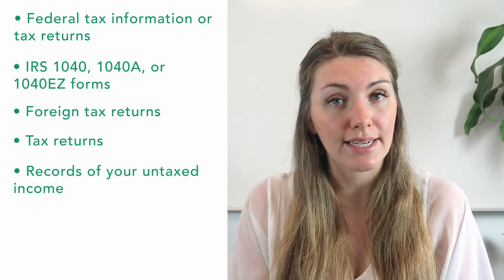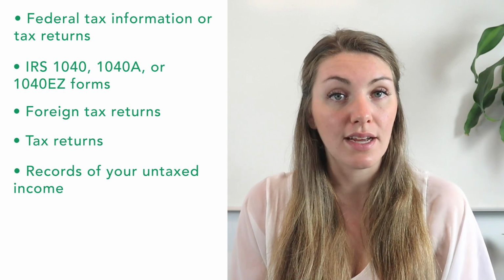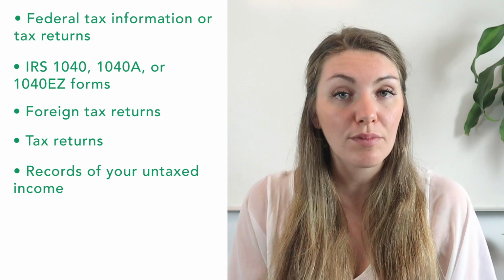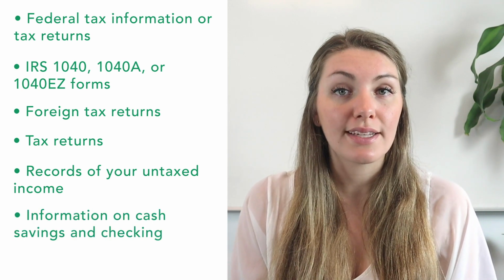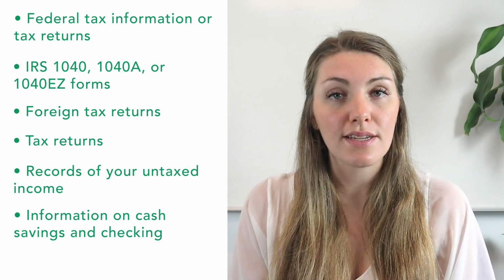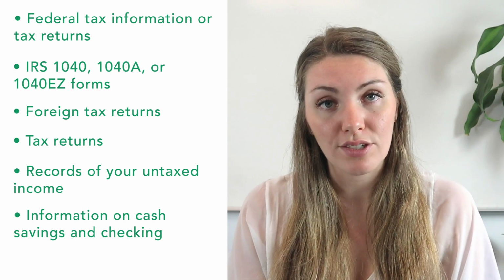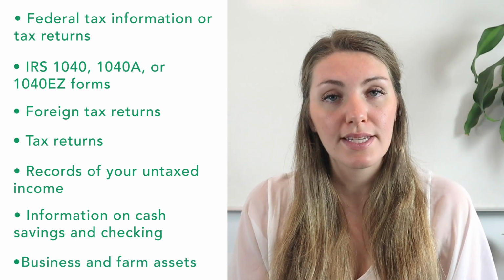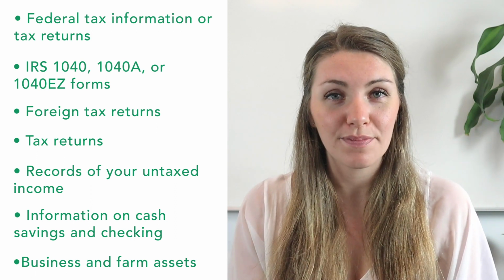Records of your untaxed income, such as child support received, interest income, and veterans non-education benefits for you, and once again for your parents if you are a dependent student. Information on cash savings and checking account balances, and also investments, including stocks, bonds, and real estate, but notably not including the home in which you actually live right now. Business and farm assets for you, and once again for your parents if you are a dependent student.